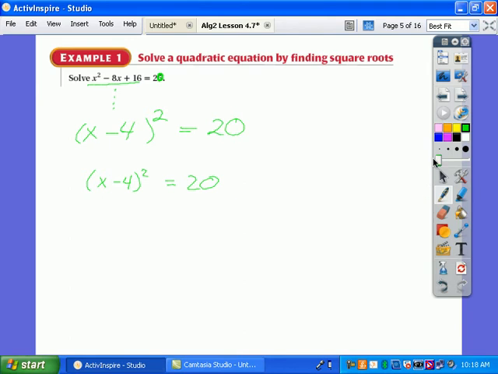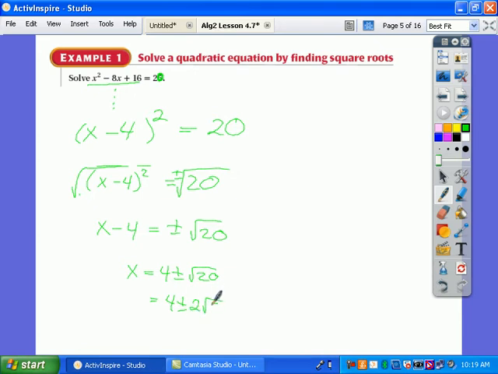So we take the square root on both sides. Remember to consider both the positive and negative case. And we get x minus 4 equals plus or minus the square root of 20. I add the 4: x equals 4 plus or minus radical 20. And the last piece is I simplify the square root of 20 to be 4 plus or minus 2 radical 5. So the process of completing the square adds one step before we get to the square roots method.